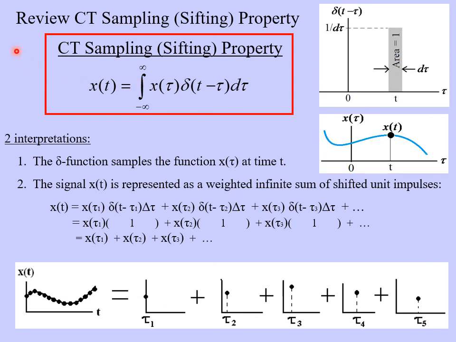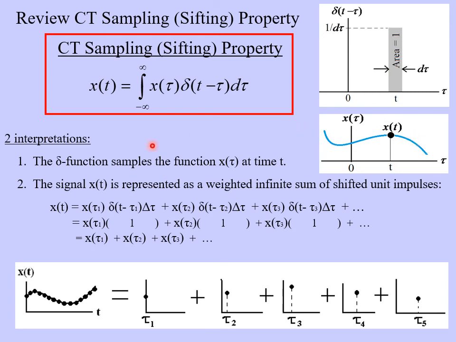Before we get into convolution for continuous time, let's do a little bit of groundwork so that we can derive the result. This is a review of the continuous time sampling or sifting property that we actually introduced back in chapter 1. The sampling or sifting property basically says that you can think of a signal x of t as a sampled version of x of tau, using an impulse to sample the function.